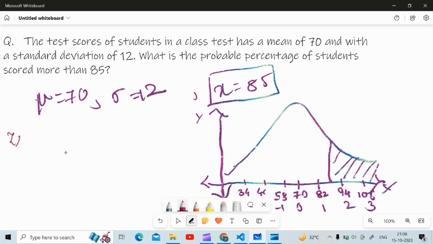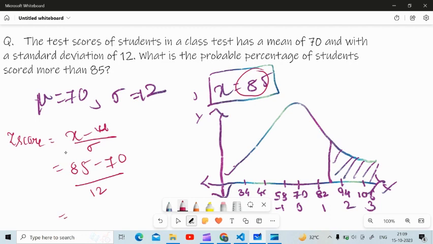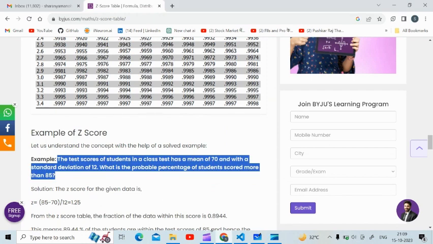The z score is nothing but x minus mu by sigma. Over here we need to find for x equal to 85. So x is equal to 85 minus 70, divided by 12. If you calculate it, you will get 15 by 12, which is around 1.25.